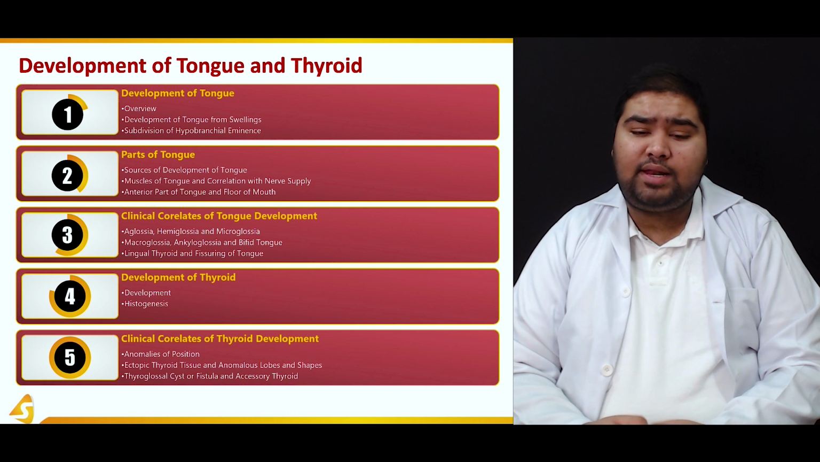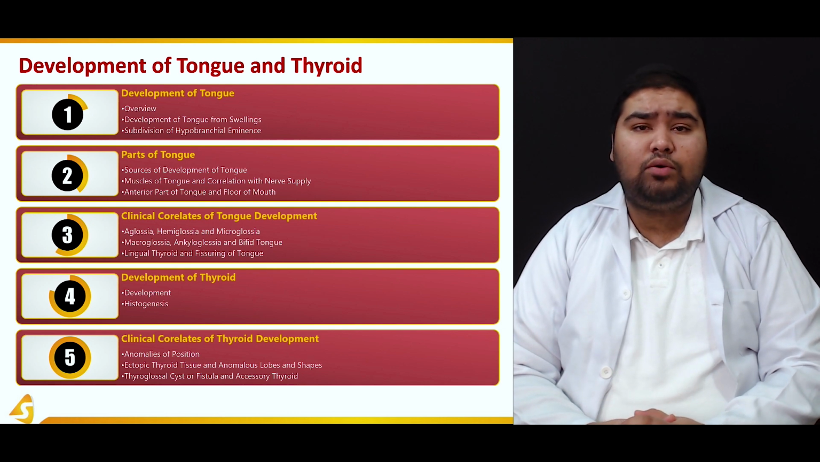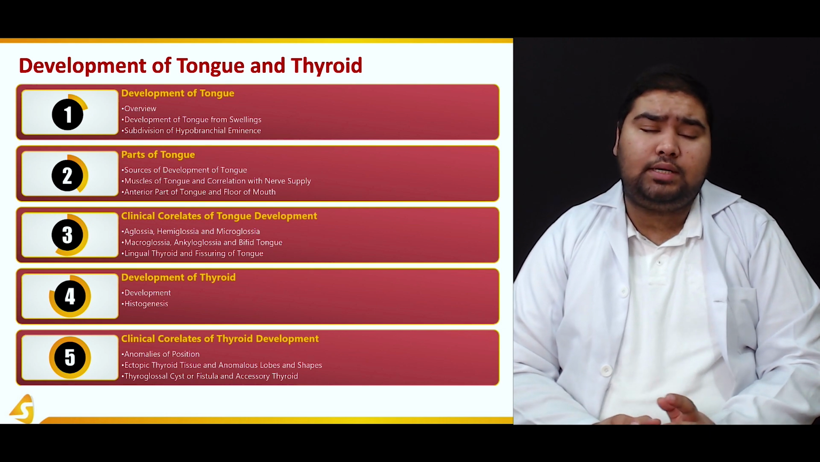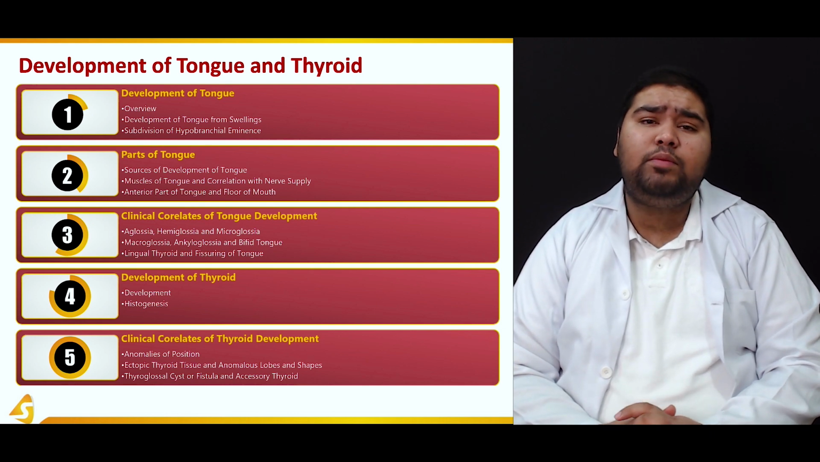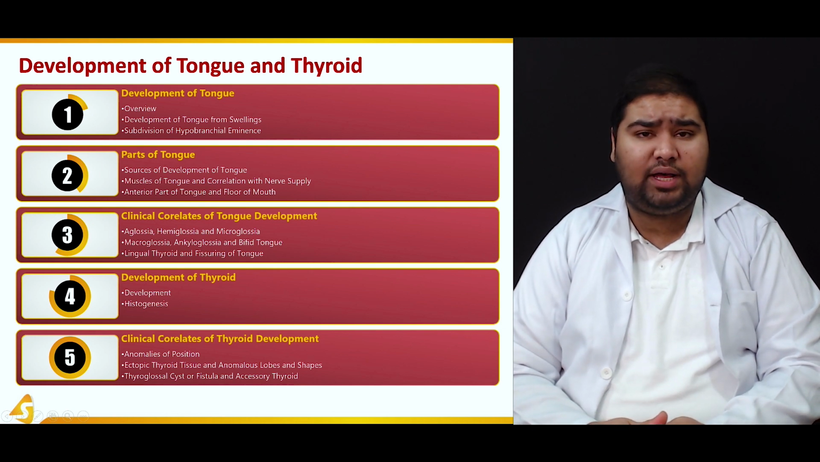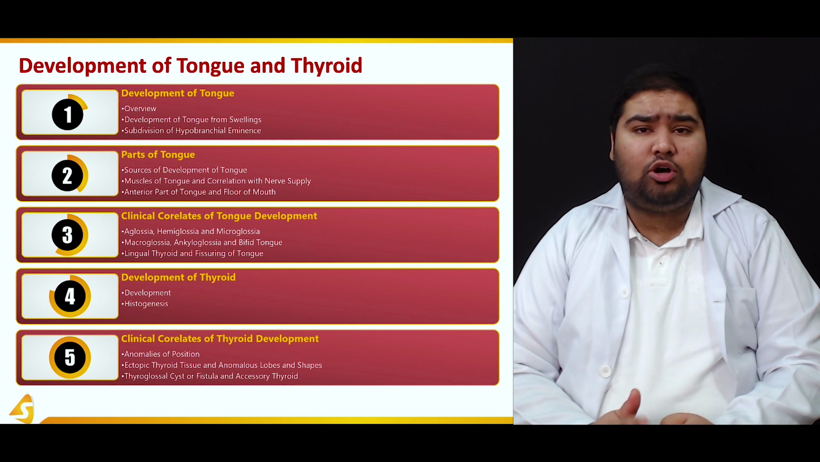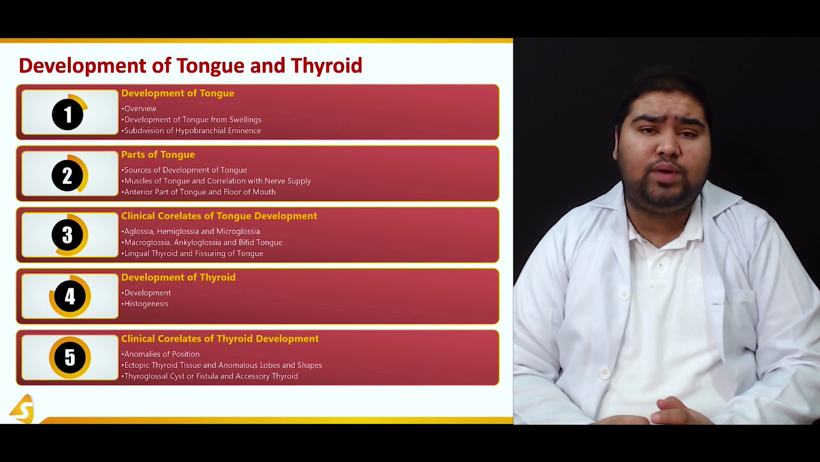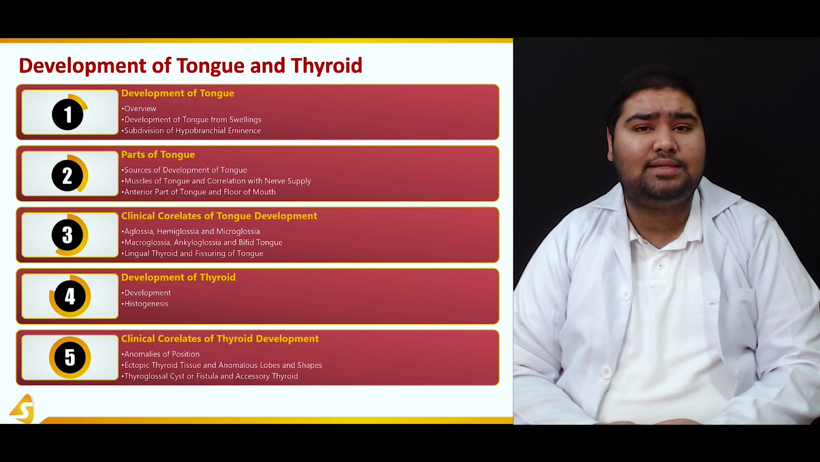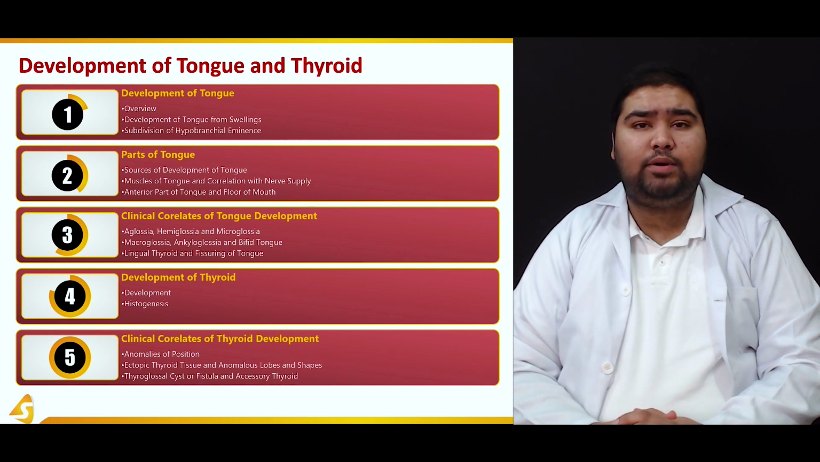In the last and final section, we'll be talking about the clinical correlates of the thyroid development. The lack of normal development of thyroid and its ectopic or abnormal position may give rise to various pathologies in the adult humans that need to be discussed in this section. I hope you're excited about today's lecture.